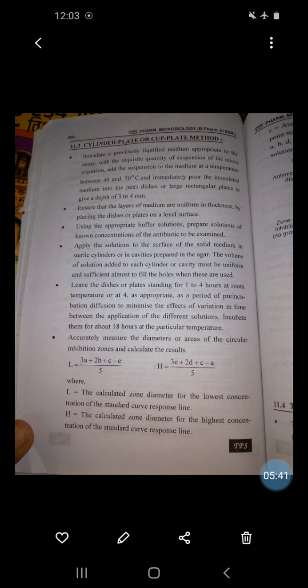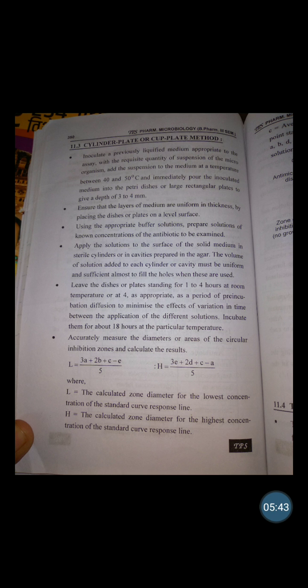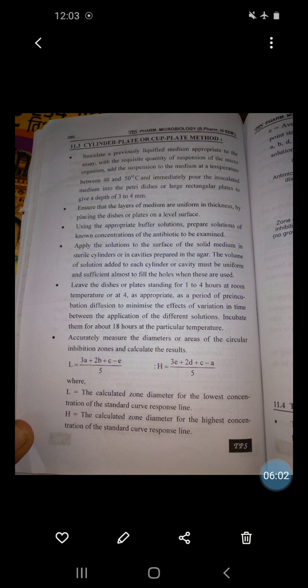Here you can see the formula. L is equal to 3a plus 2b plus c minus e divided by 5, and H is equal to 3e plus 2d plus c minus a divided by 5, where L is the calculated zone diameter of the lowest concentration of the standard curve response line. Then H is the calculated zone diameter for the highest concentration of the standard curve response line.